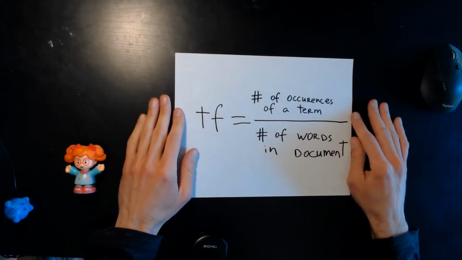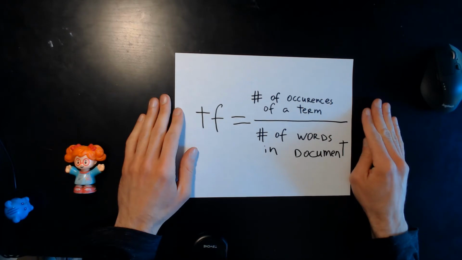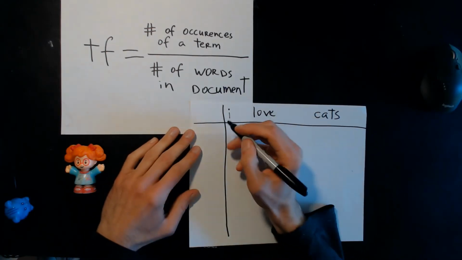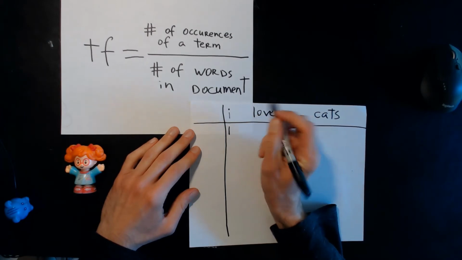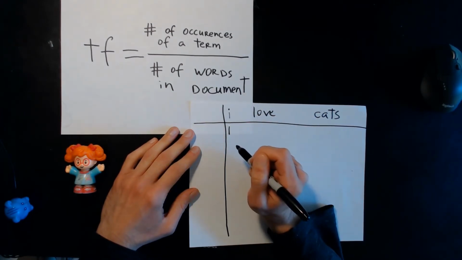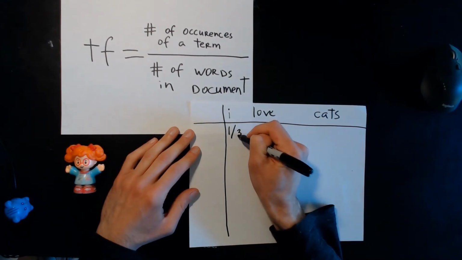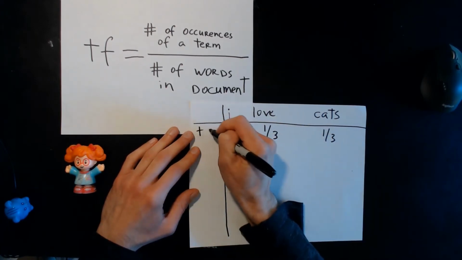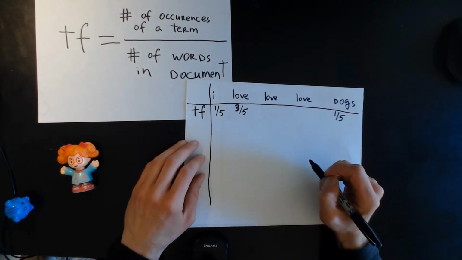Term frequency is the number of occurrences of a particular term in a document divided by the number of words in that document. So for I love cats, the term frequency of I would be one occurrence, because the word I occurs only once, divided by the number of words in that document, which is 3. And it's the same for all of these. That's our term frequency. Let's take a look at the term frequencies in our second document.